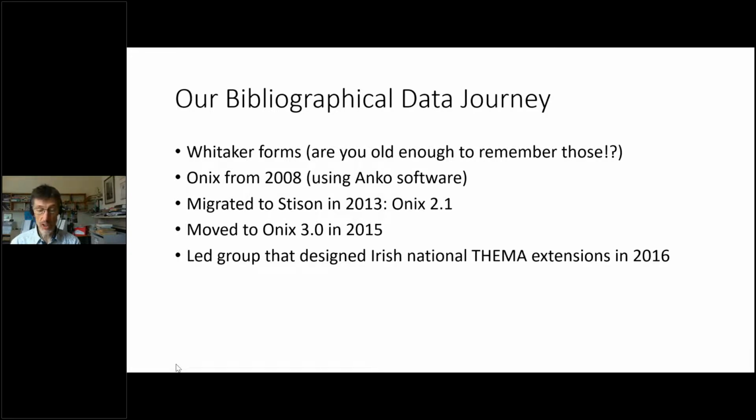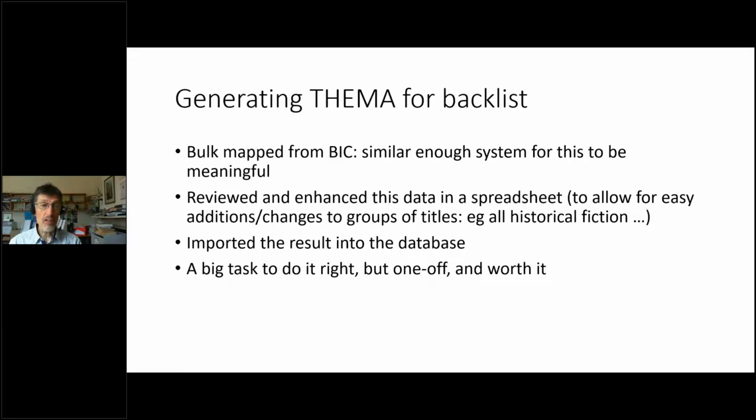How did we go about generating Thema for our backlist? Move on to the next slide, please, Karina. The first thing was, we had the BIC data, which we got originally from Nielsen, and it was in ragged order, but it was a good starting point. So we tidied that up. We bulk mapped from BIC to Thema, because Thema basically derived from BIC, so that was straightforward, but obviously BIC is an awful lot more fine-grained. We reviewed and enhanced that data in a spreadsheet, just to allow for sorting and filtering and creating codes across series and groups and everything, and then imported the result into the database.